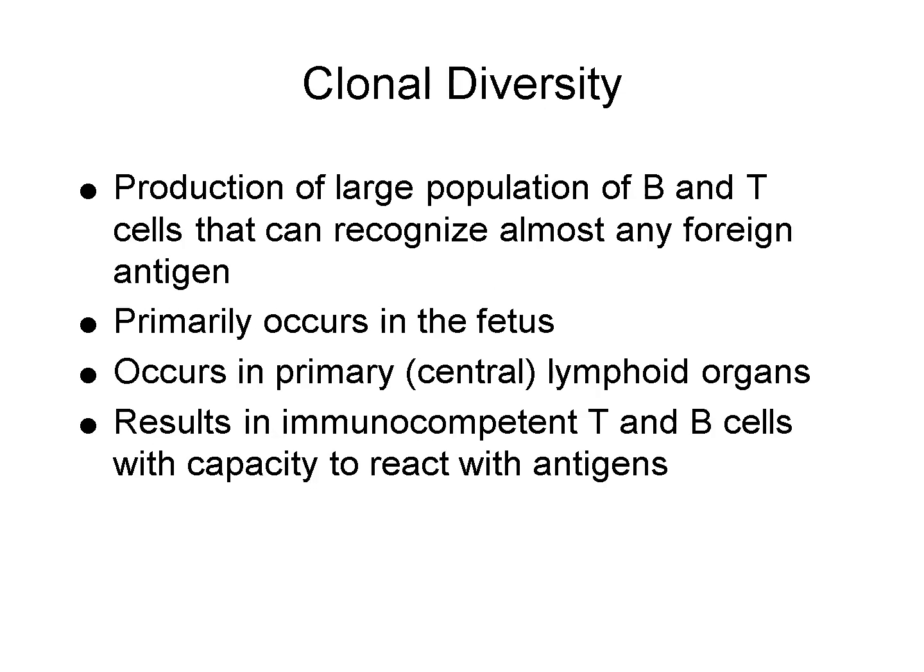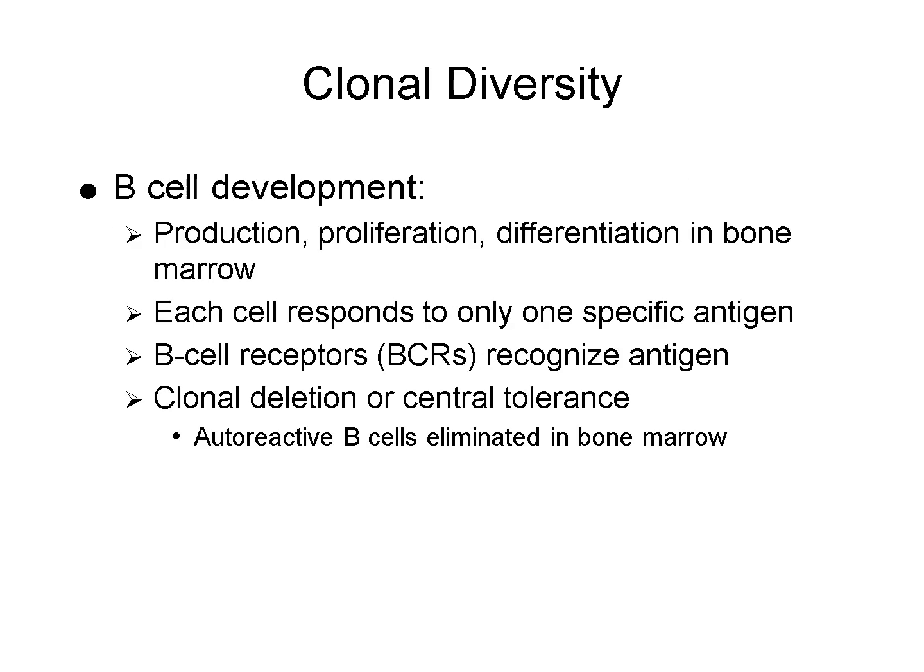Clonal diversity refers to the generation of a wide variety of B and T cells that can recognize almost any foreign antigen. This process takes place mainly during fetal development in the body's central lymphoid organs. The result is a large population of immunocompetent cells, cells that are fully capable of responding to an antigen when the time comes.